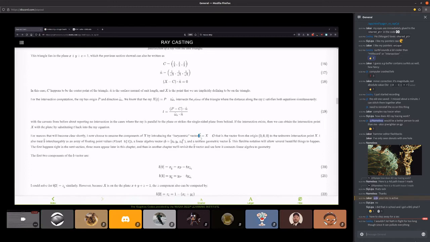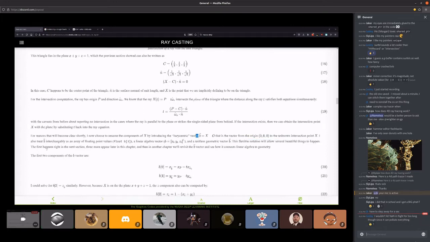So, barycentric vector. Barycentric vector B is equal to x minus O. That is the vector from the origin to the unknown intersection point x. So whenever we see b hat, it's really x minus the origin. That is the vector from the origin to x. I'm very interested to see what beautiful things will happen by using this redefinition.